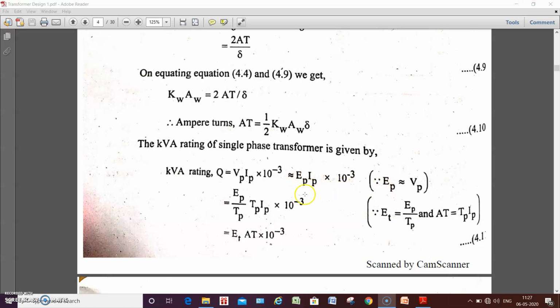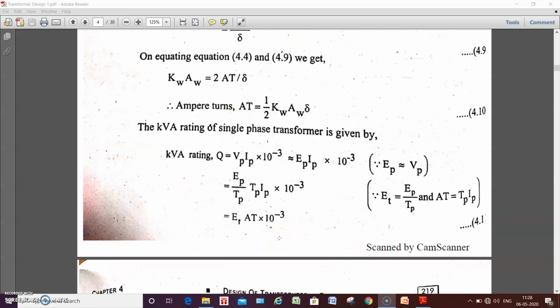So then we are writing this equation as EMF per turn, so it is EP by TP. You are multiplying and dividing this equation with TP, so this will become EMF per turn on the primary side, ET, and this TPIP is the ampere turns. So it is AT into 10 to the power minus 3.